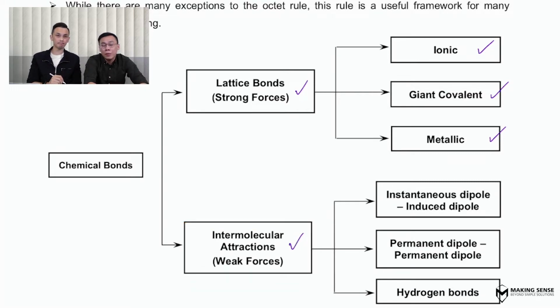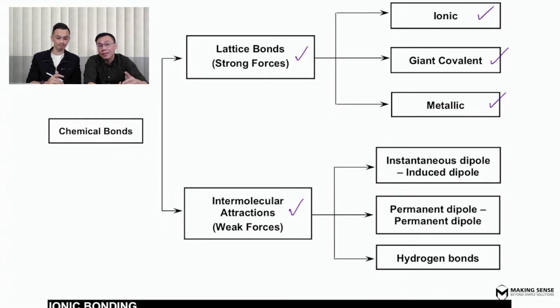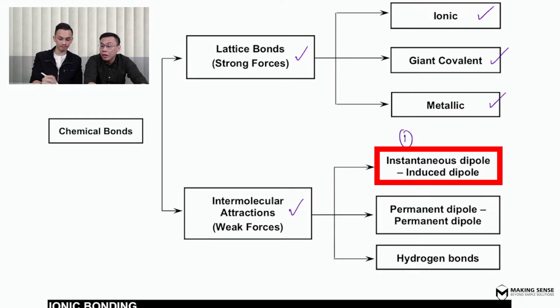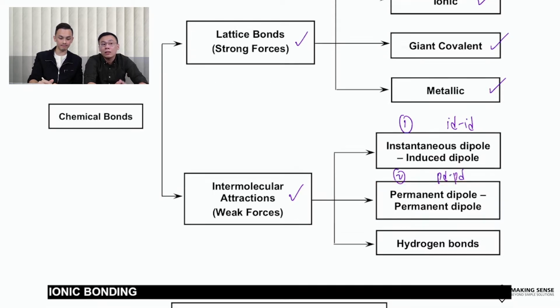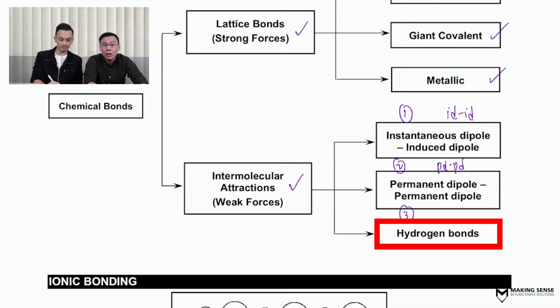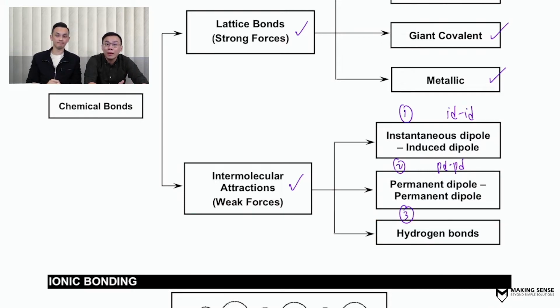But in A level, we're actually going to learn three different types of intermolecular forces of attraction. And they are instantaneous dipole, induced dipole interactions, or what we call ID-ID interactions, permanent dipole interactions, or what we call PD-PD interactions, and the third type is actually called hydrogen bonds. So we will delve into this in greater detail in subsequent lessons, so stay tuned to that.